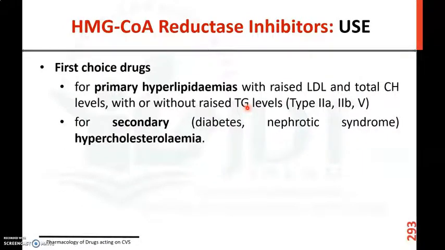Now coming to uses, HMG-CoA reductase inhibitors are the first choice of drug for many cases, like primary hyperlipidemia with raised low density lipoprotein and total cholesterol level, with or without raised triglyceride level. So this is very useful in type 2B, 2A and type 5 hyperlipidemia. It is also very useful for secondary hypercholesterolemia due to diabetes and nephrotic syndromes. So those are the uses of HMG-CoA reductase inhibitors.